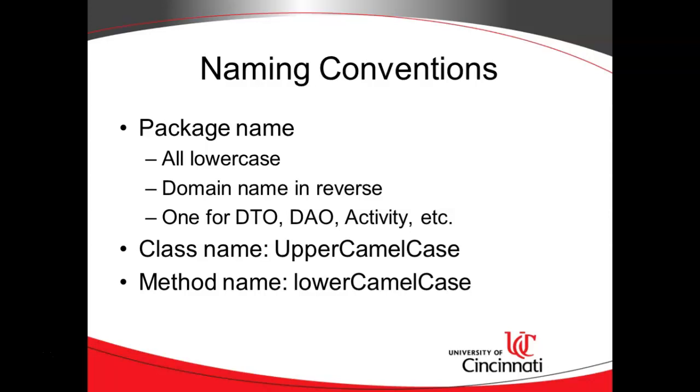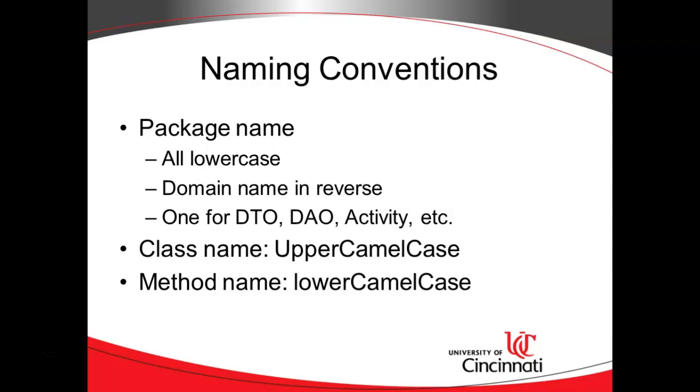So what we might do is something like edu.uc.bearcatid. Mine's JonesBR, so my package would be edu.uc.jonesbr. Then under that, I might have sub-packages for data transfer objects, or DTO. I might have them for DAO, for activity, and so on and so forth. So that's a package.